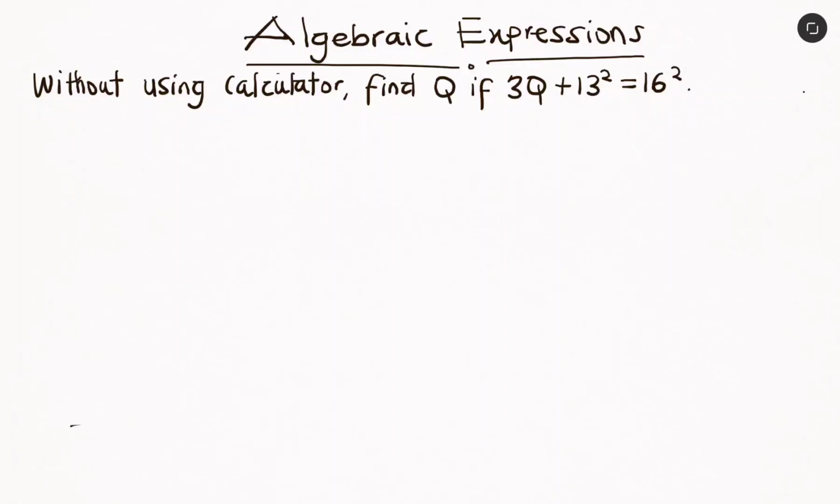Hello guys, in this video we want to look at some algebraic expressions, theory questions and answers for some algebraic expressions. So today we have this example which is saying without using calculator we have to find q if (3q + 13)² is equal to 16². So let's go ahead and look at how we find the solution to this problem.